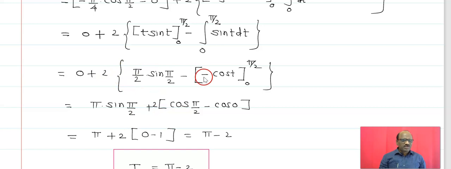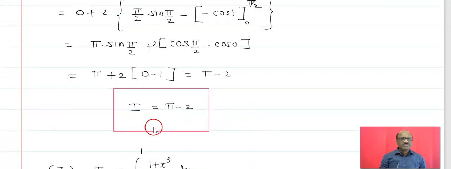Next, this 2 will multiply to this bracket, that is 2 in bracket cos of pi by 2, meaning upper limit minus lower limit. And this minus and minus will become plus. Here is a plus. Minus cos 0. What is cos 90? Cos 90 is again 0. Cos 0 is 1. That is 2 in bracket 0 minus 1. Therefore, you will get pi minus 2. And in this way, the final answer is I equals pi minus 2.